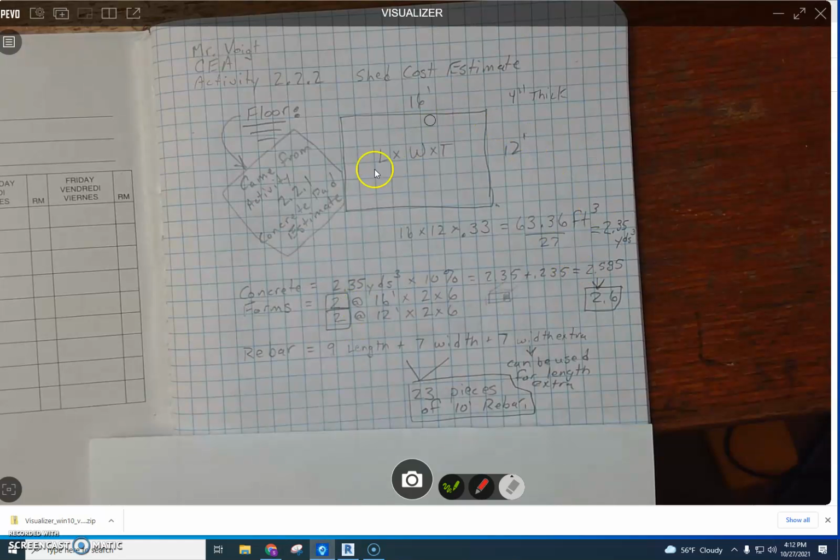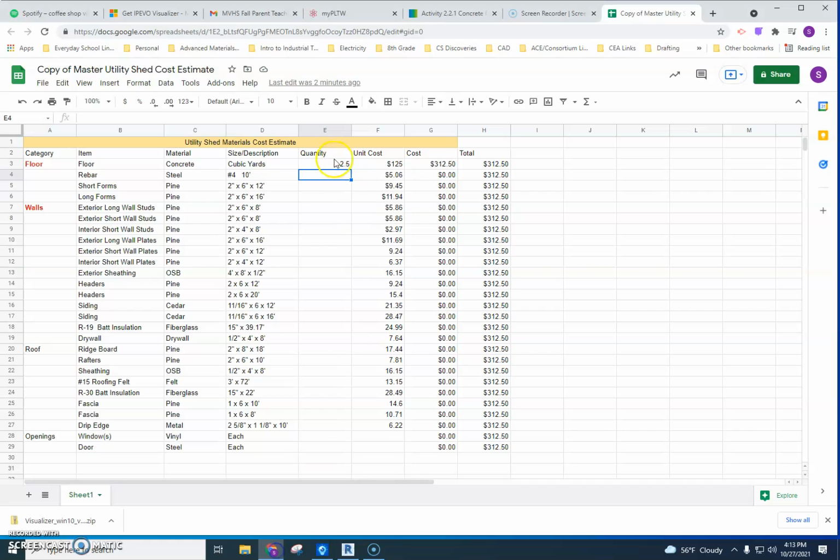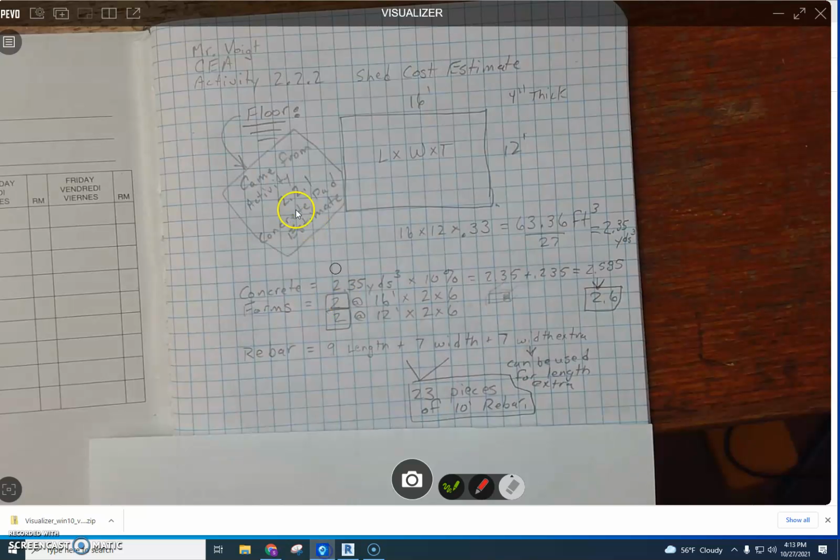So we have 2.5, and then we have two 2x6 16-foot, two 2x6 12-foot. So we're going to come back over here and do that. Right here we're going to say 2, and right here we're going to say 2. And we had 23 pieces of rebar if we go back and look. So far it's going to cost us $471.66 just for the materials to pour that piece of concrete.